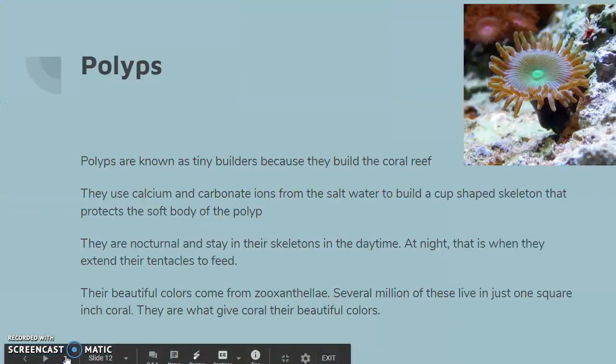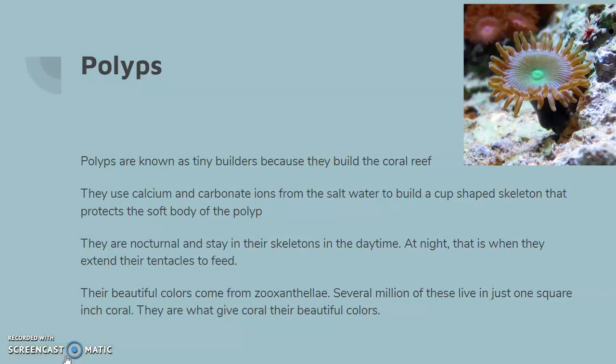So, polyps. Polyps are known as tiny builders because they build the coral reef. They use calcium and carbonate ions from the salt water to build a cup-shaped skeleton that protects the soft body of the polyp. They are nocturnal and stay in their skeletons in the daytime. At night, that is when they extend their tentacles to feed.